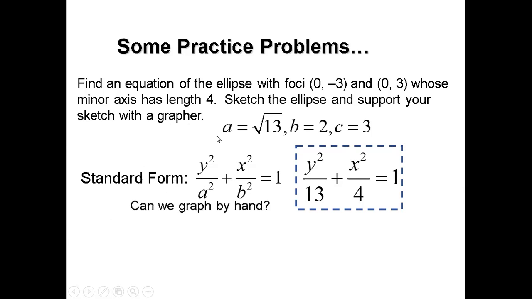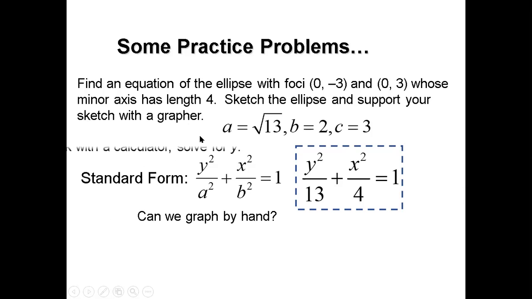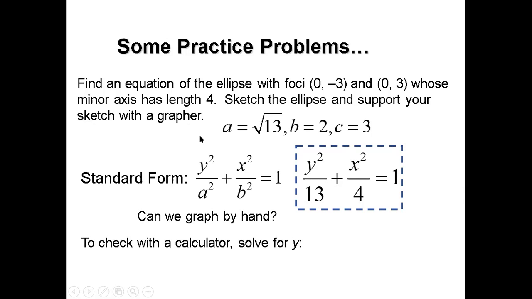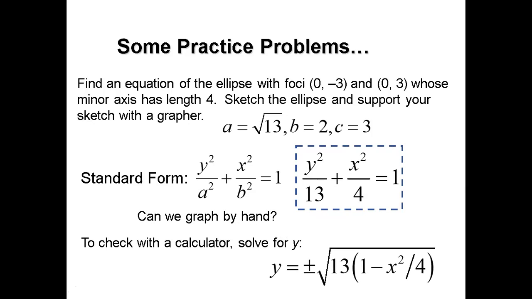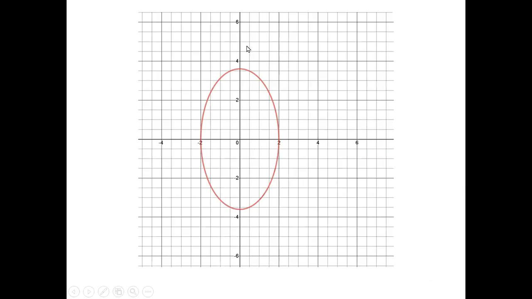Can we graph by hand? Yes, we can graph it. To check with a calculator, we solve for y. y is equal to plus or minus the square root of 13 times 1 minus x squared over 4. And then here is the graph. That's the graph of our equation.